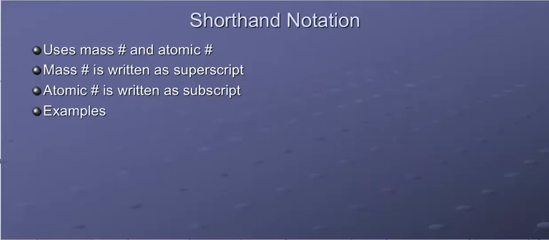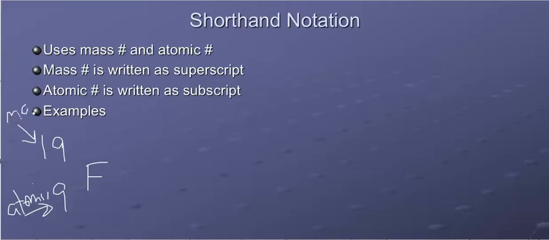We'll look at shorthand notation, which uses the mass and atomic numbers. I'll give you some examples of shorthand notation. It will look something like this, where the bottom number is the atomic number. The top number is the mass number. So from this, I can determine the number of protons, electrons, and neutrons.